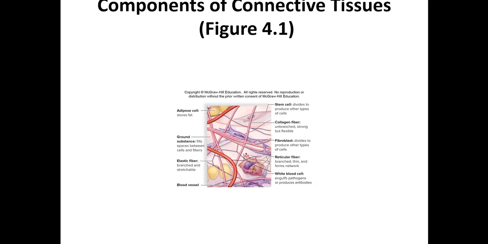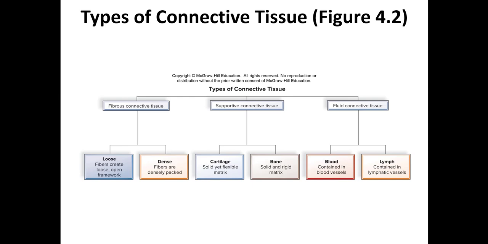Here's a picture showing you a collage of different kinds of connective tissue. Over here's a breakdown of connective tissue. Fibrous connective tissue on the far left can be broken down into loose and dense. Supportive connective tissue can be broken down into cartilage and bone. And then the fluid connective tissue is divided into blood and lymphatic fluid.